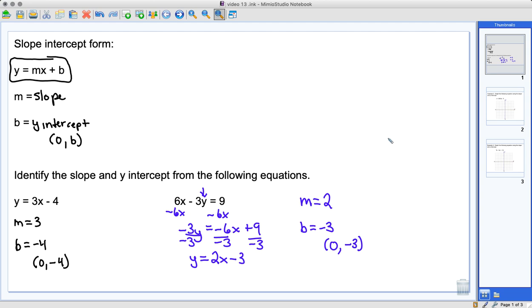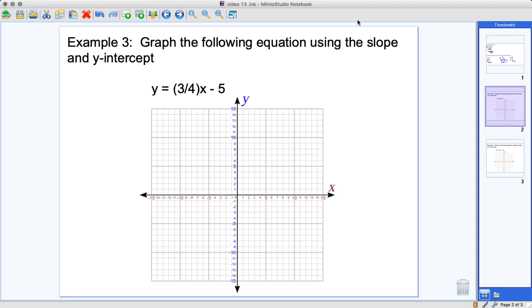So what we're going to do is use this to graph now. We've graphed using a table, and we've graphed using our x and y intercepts. Now we're going to graph in slope-intercept form. So identify your slope and identify your y-intercept.